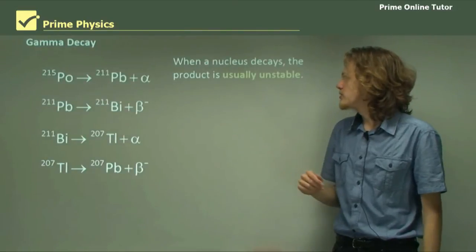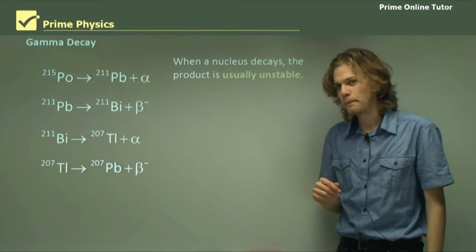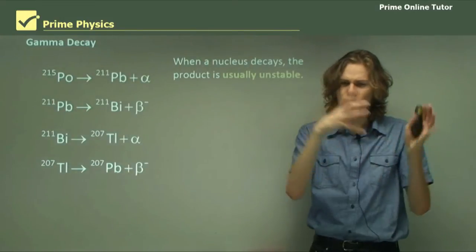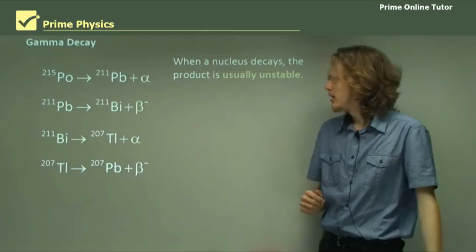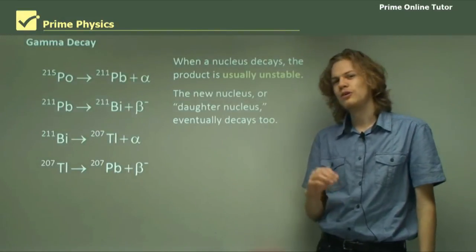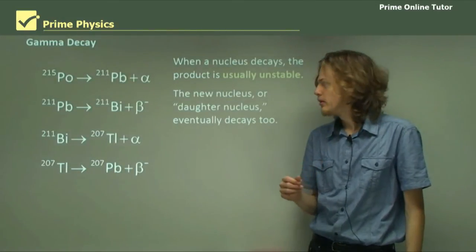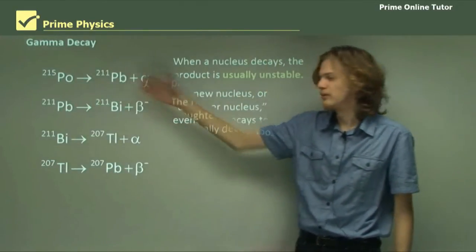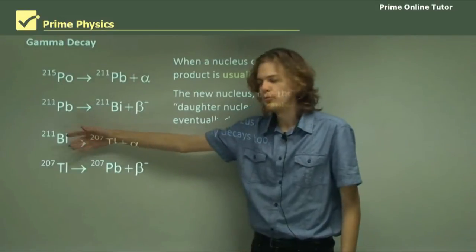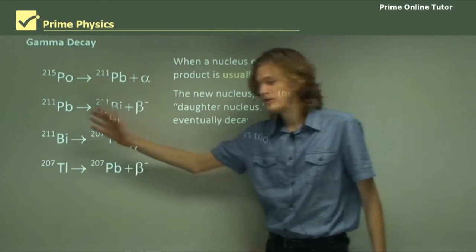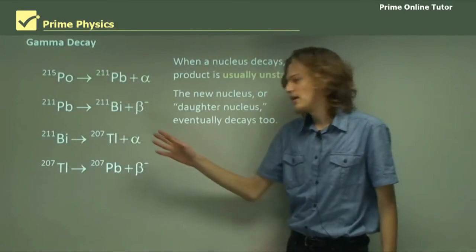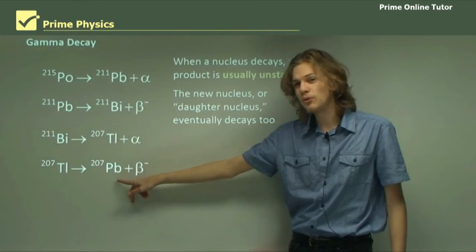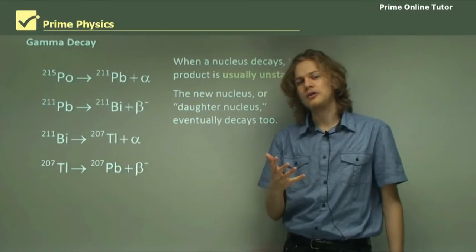So when a nucleus decays, the product is usually unstable. So we start with something unstable, we decay, we end with something unstable. And that means that the new nucleus will eventually decay too. So we can see here, we have something starting with polonium, creating lead. The lead is unstable, so it turns into bismuth. The bismuth is unstable, so it turns into thallium. The thallium is unstable, so it turns into lead. And this isotope of lead is stable. So at this point, the atom will stop decaying.